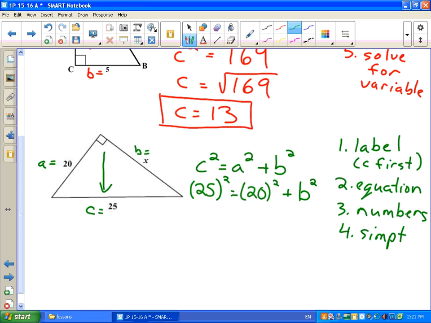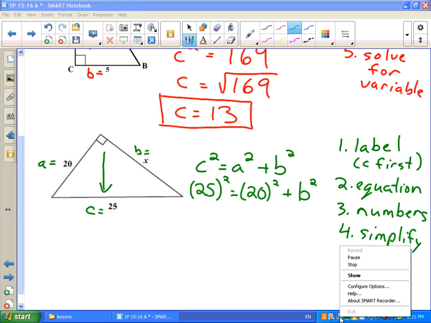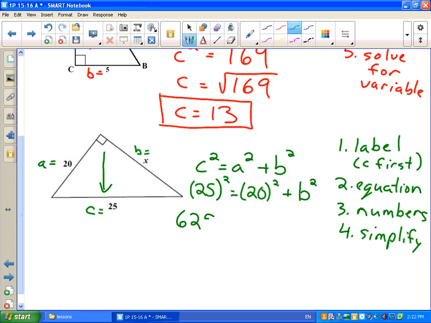Next up, I want to simplify this. Next step is we want to simplify this thing. So we can simplify where we have the numbers. We've got 25, so we punch into our calculator. 25 squared, we get 625. We can punch in the 20 squared, and we get 400.